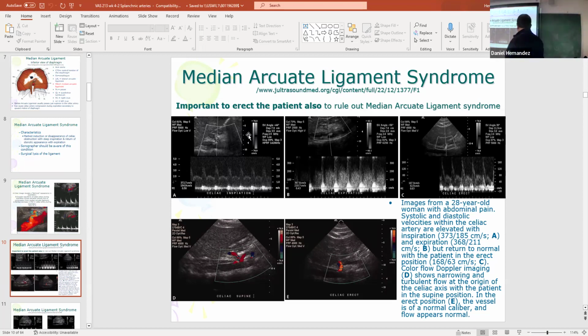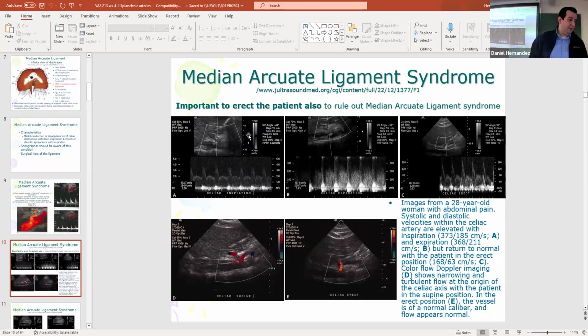So this was a 28-year-old woman with abdominal pain. The velocities were elevated with inspiration and expiration. They were doing the inspiration, expiration, and they were still obtaining elevated velocities. So it's important to actually change the position, have them sit erect, sitting up, and see if that improves.